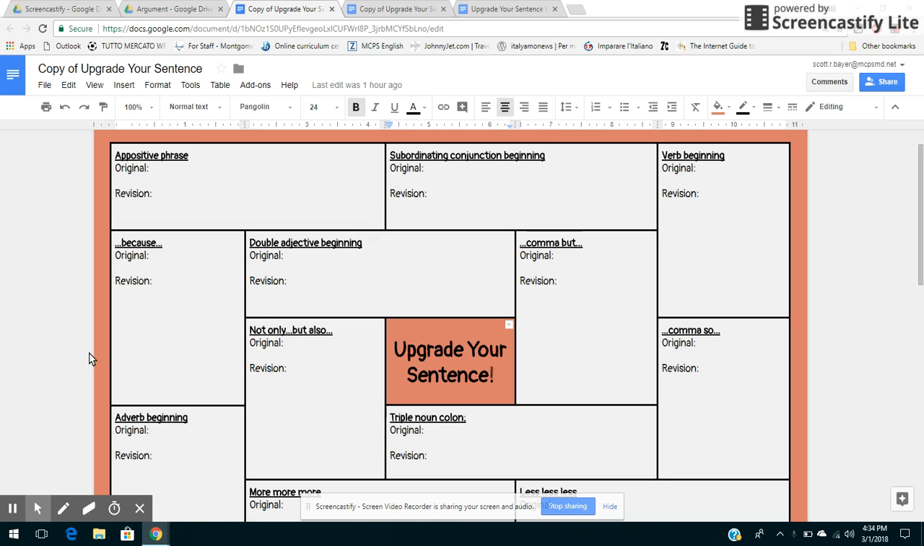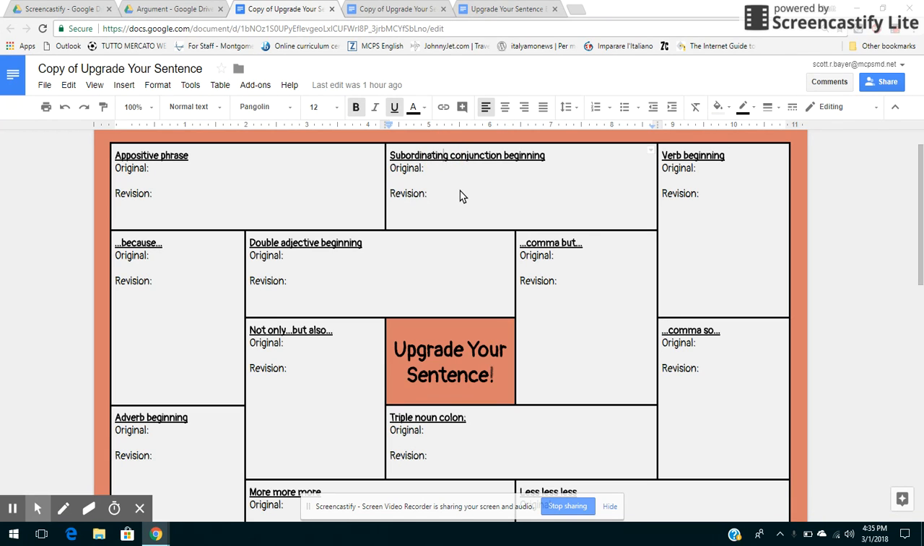So this last resource I'm going to show you in three parts. This was a template I found on Twitter, and I just adapted it to the needs of my students. There are 12 boxes, and in each box, there's a place for an original sentence to be copied and pasted, and then a space for students to revise based on the heading of that box. So you can see right here, we have subordinating conjunction beginning.